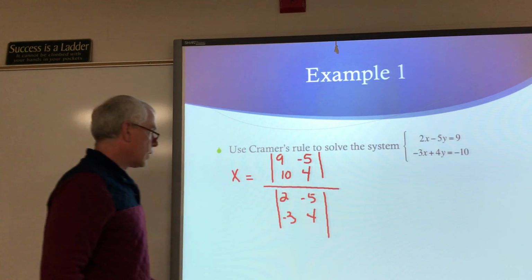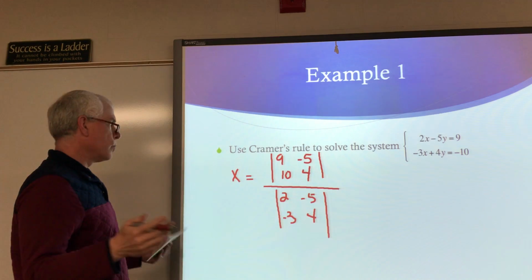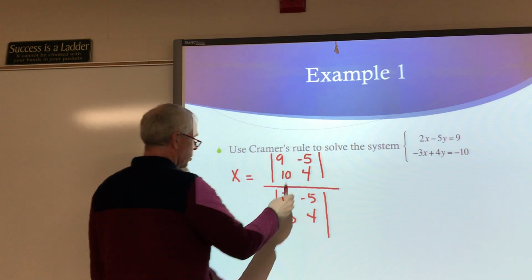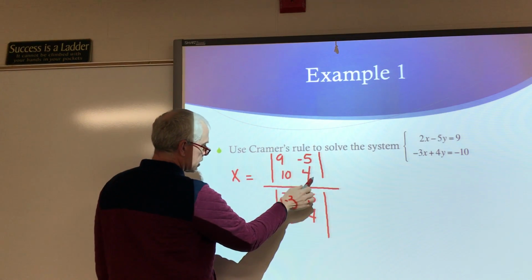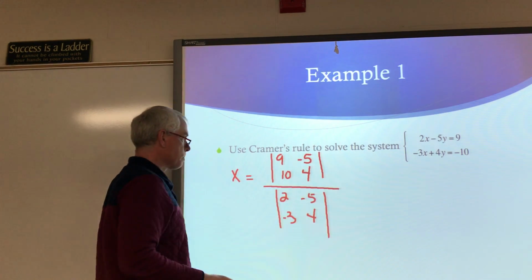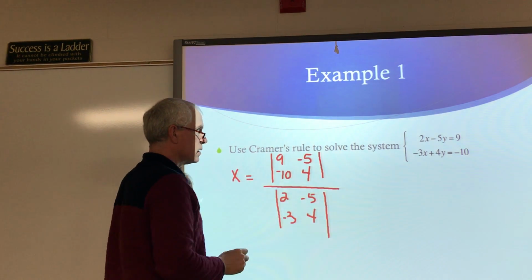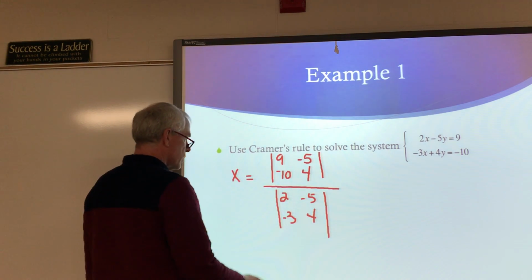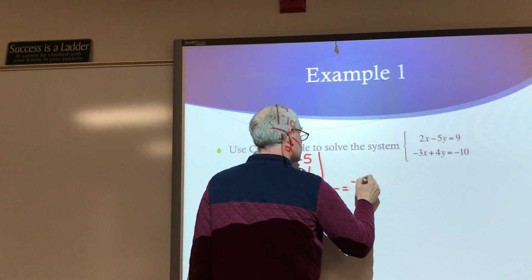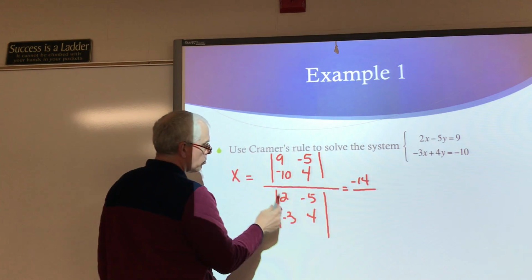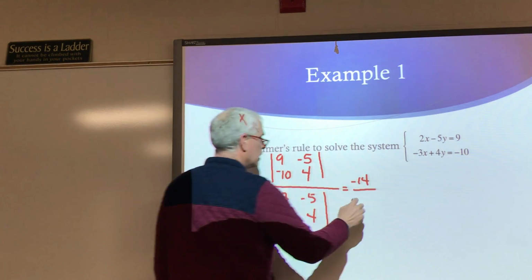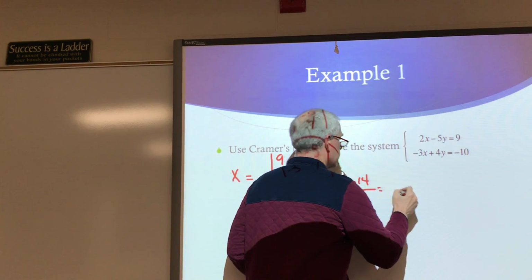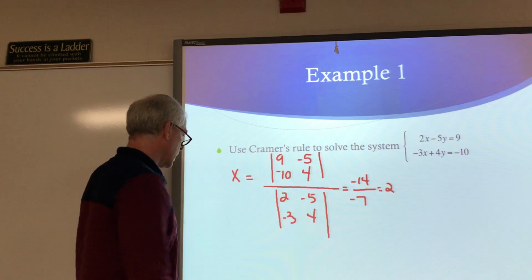And so then, whether you do this by hand or you work it out on your calculator, I have to find the determinant on the top and the bottom. So on the top here, this is 36 minus, I think this is a -10 here. Yeah, so I have 36 minus 50, which is -14. On the bottom, I have 8 minus 15, which is -7. And so you divide those out, and of course you get 2. So that's going to be your x.